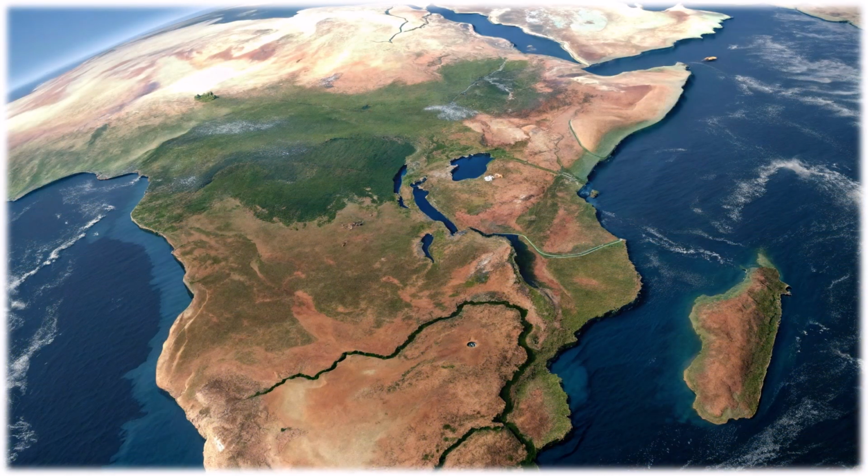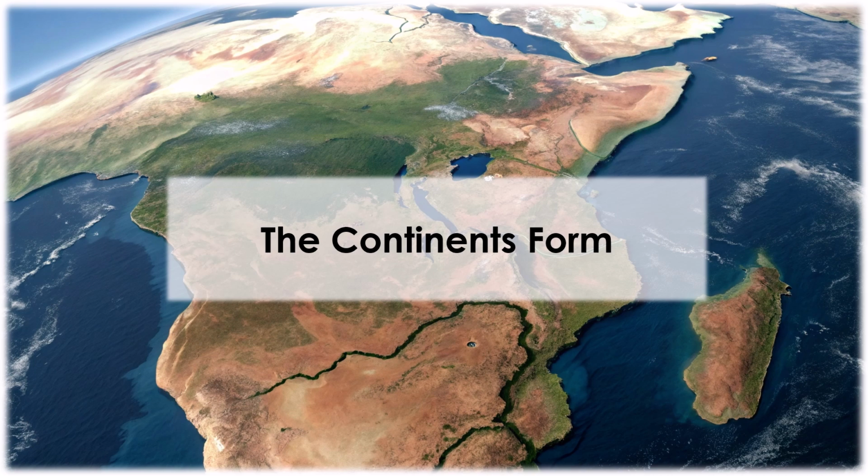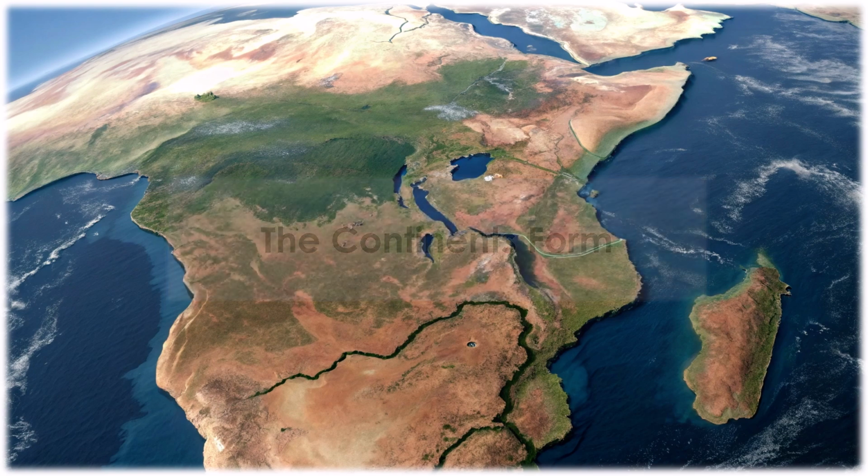The Earth's crust moved and broke into large plates. These plates pushed against each other and formed the continents. That's how Africa, Europe, and all the other landmasses appeared. Earth got its face.